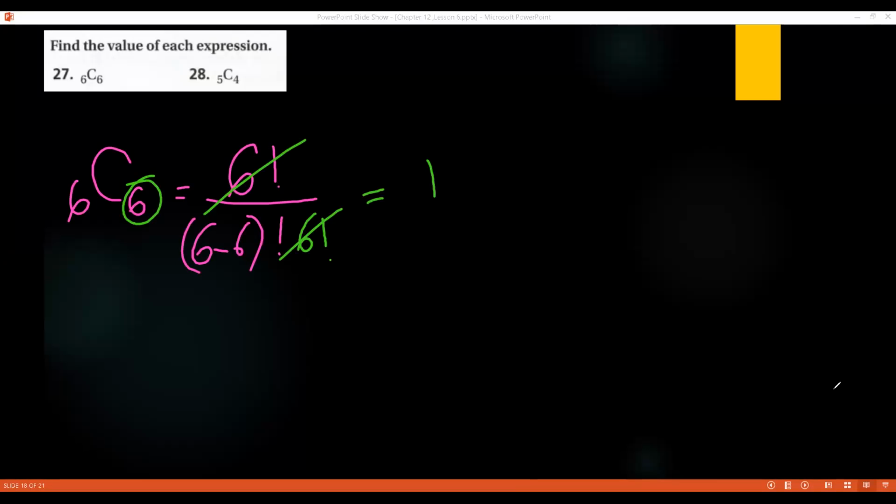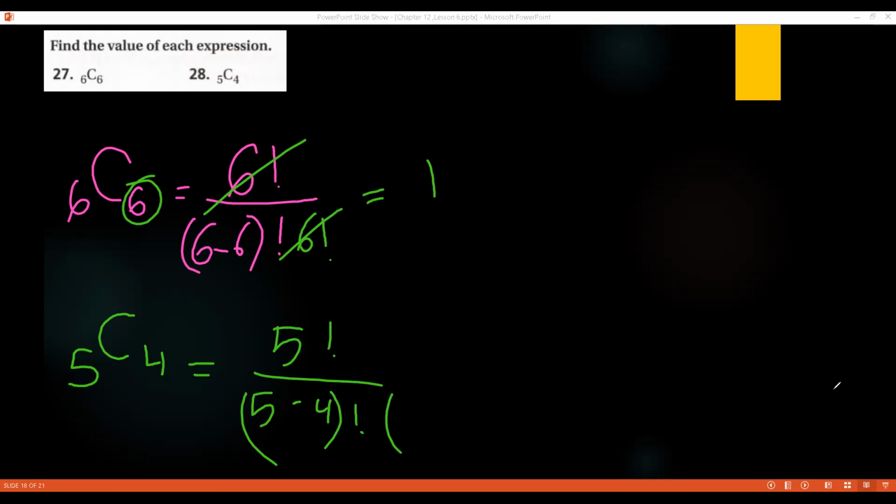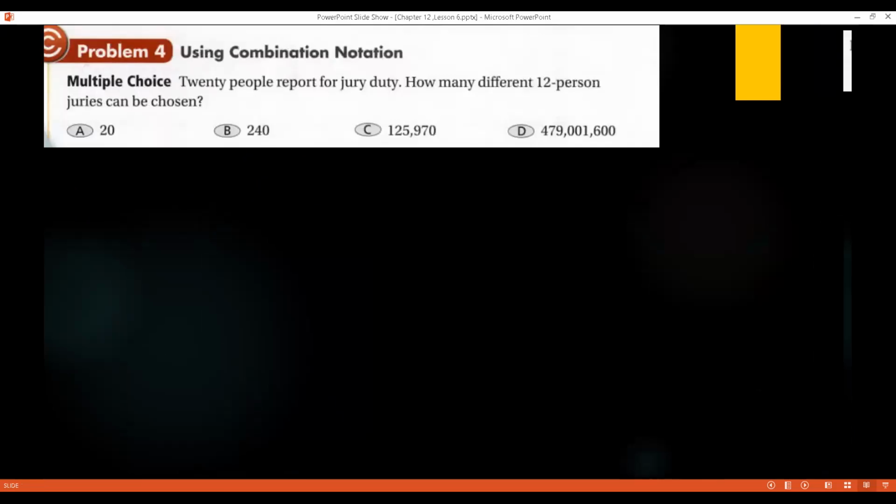Now, combination of 4 from 5. 5 factorial over 5 minus 4 factorial times what? Times 4 factorial. Bravo. And the answer will be 5. This is how to use the formula. Now, let's go to the next part.